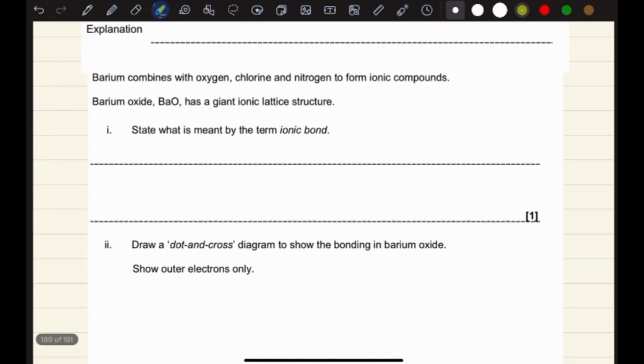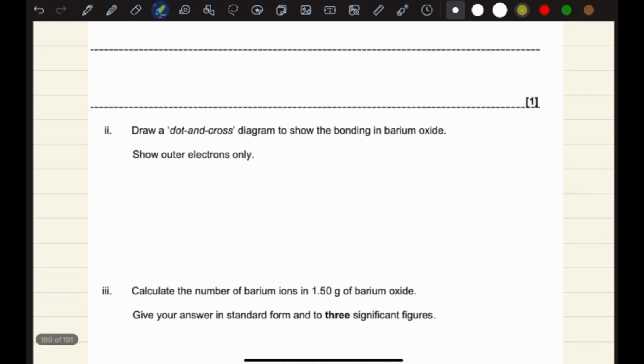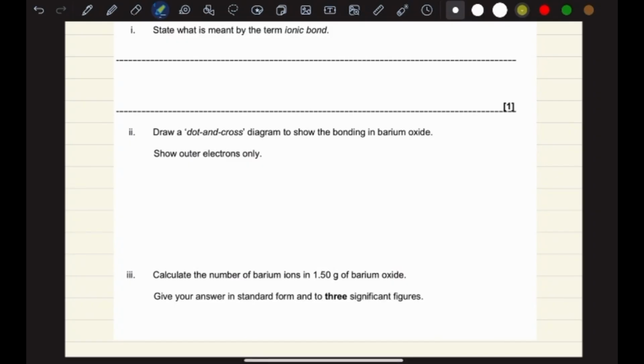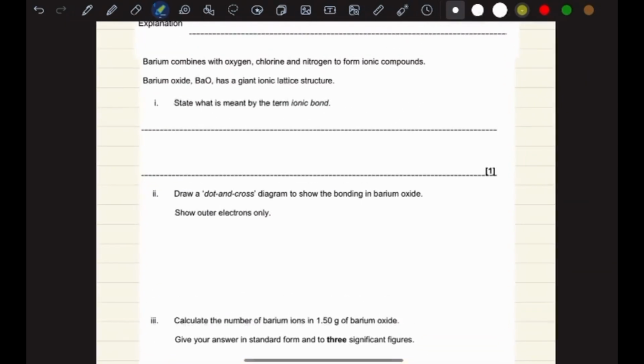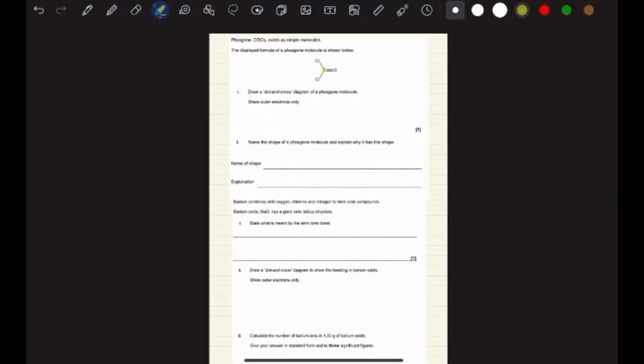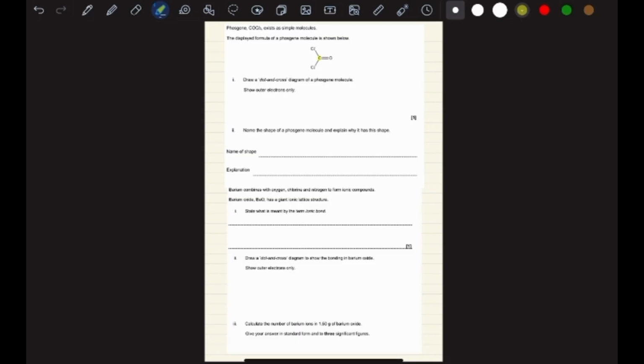Then we've got this question. State what is meant by ionic bond. Know your definition. Know the dot and cross diagram. And then just a quick throwback. Calculate the number of barium ions that is in 1.5 grams of barium oxide. So you've got all those questions to dig your teeth into. Have a go, and we'll discuss it.